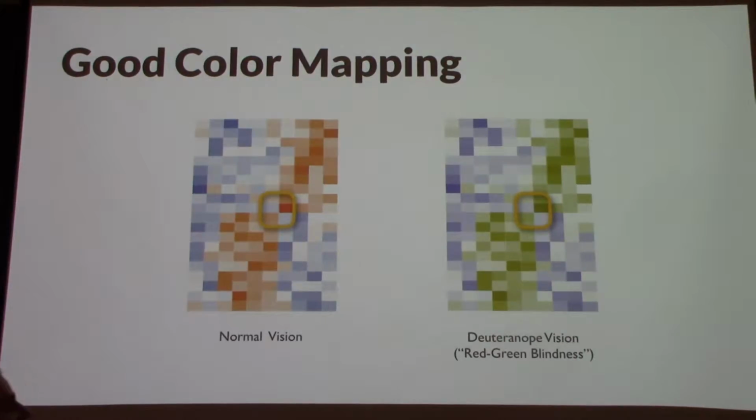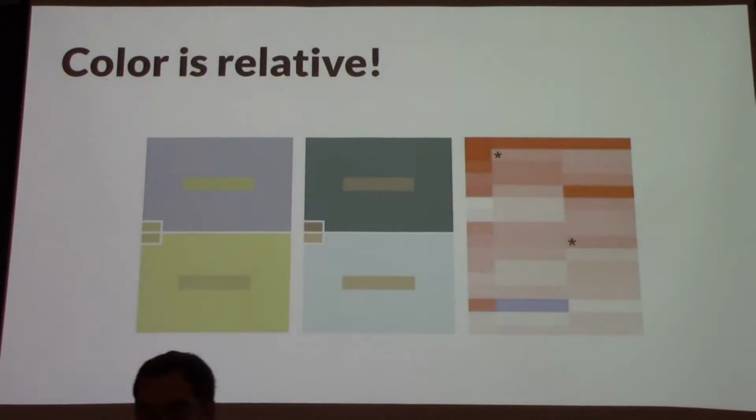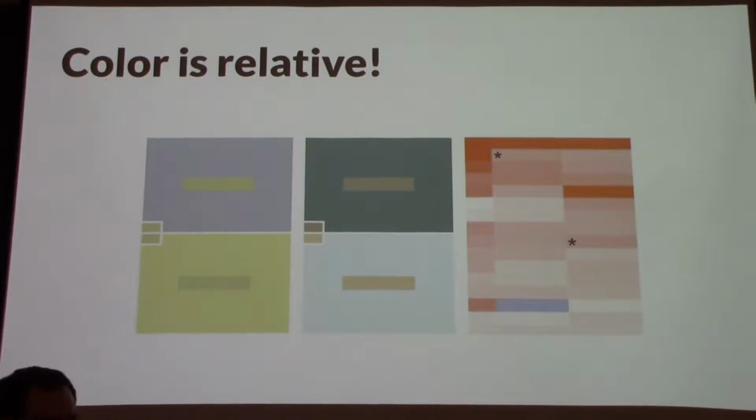In comparison to that, the red-blue color map, in this case here, you can see that very clearly, like somebody with red-green blindness can clearly see the difference in this case, so this is a much better color mapping. And one thing to note is also that color is relative.